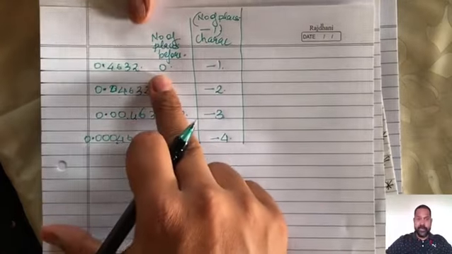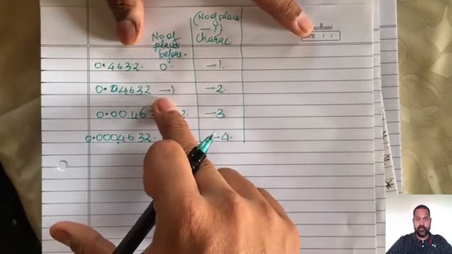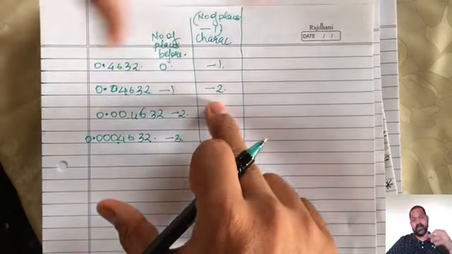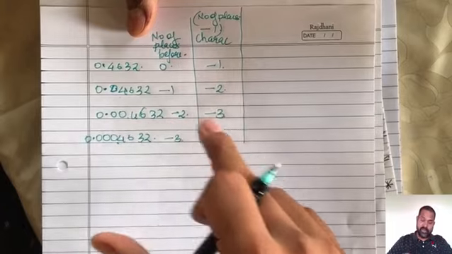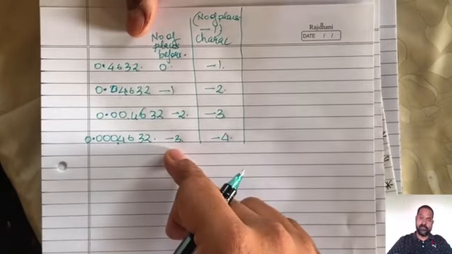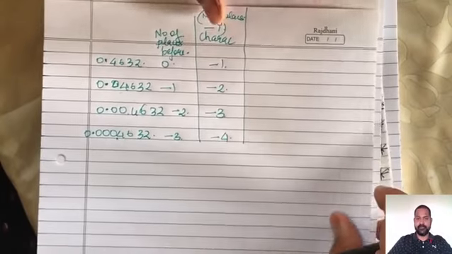So, number of places before the decimal is 0. 0 minus 1 is -1. Number of places before the decimal is -1. -1 minus 1 is -2. Number of places before the decimal is -2. -2 minus 1 is -3. Number of places before the decimal is -3. -3 minus 1 is -4.